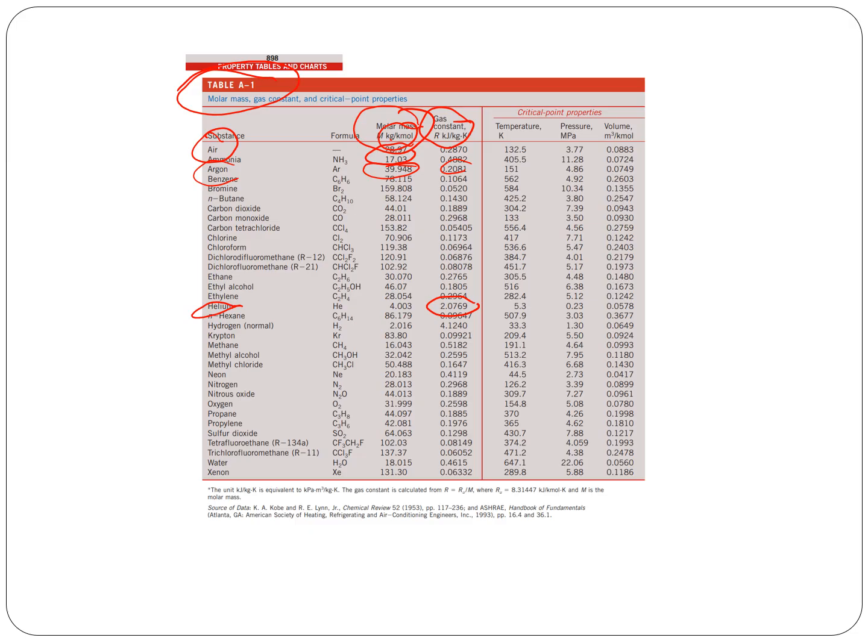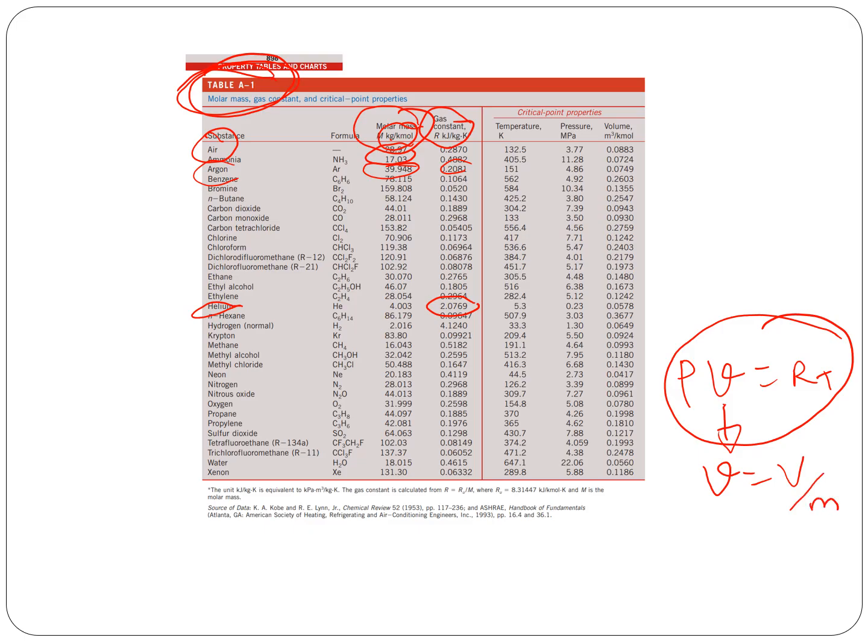So you should know how to make use of the table, and remember this is table A1. In the appendix you can find this in table A1, and this is going to be handy when you are using this equation PV equals RT. This equation can also be written in different forms, like specific volume is volume per mass. So if you substitute, if you write capital V, this is volume, and then it becomes PV equals mRT.